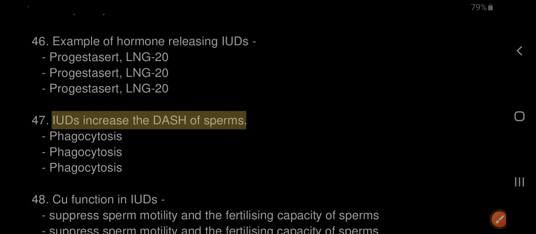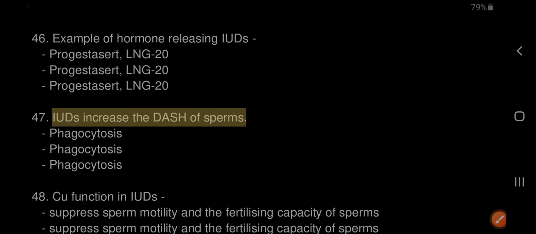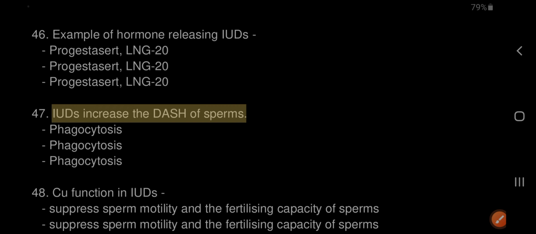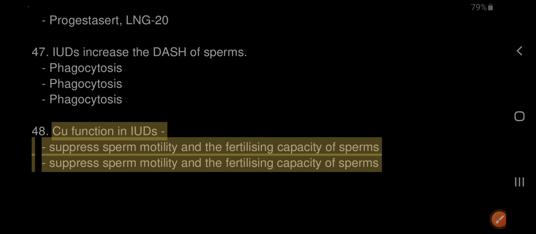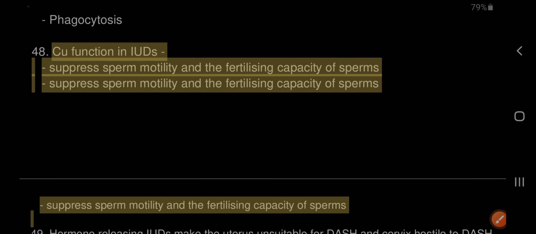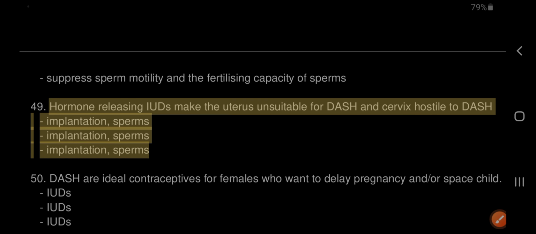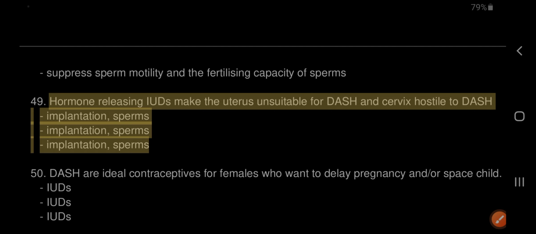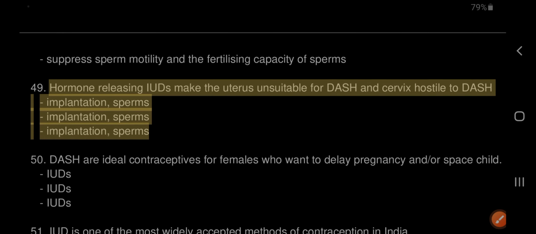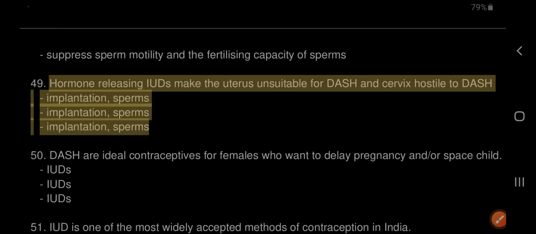47. IUDs increase the phagocytosis of sperms. 48. The function of IUDs is to suppress sperm motility and the fertilizing capacity of sperms. 49. Hormone-releasing IUDs make the uterus unsuitable for implantation and the cervix hostile to sperms. 50. IUDs are ideal contraceptives for females who want to delay pregnancy or space children.